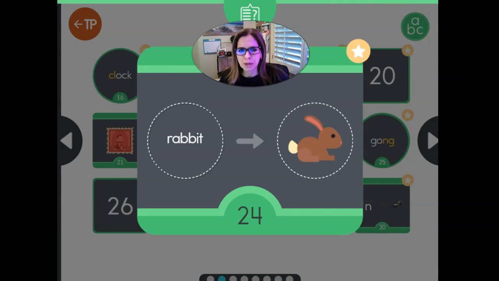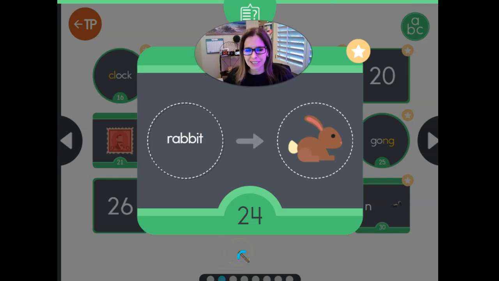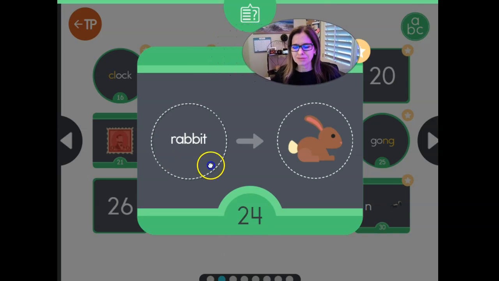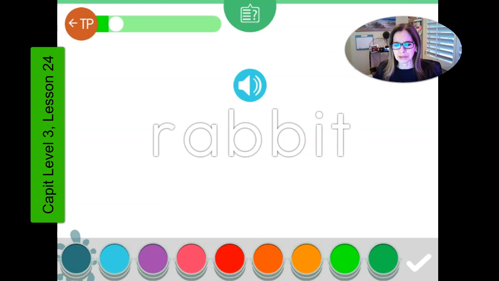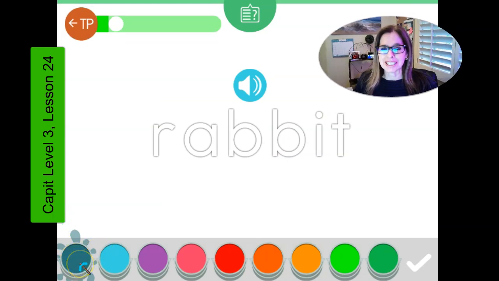Hello, my friends, and welcome to CAPIT Level 3, Lesson 24. You'll see we have a spelling card. Let's get started, shall we? So now I notice a two-syllable word. I'm going to color with my highlighter tool each sound. I would like you to say the sound as I color the sound. Let's go.